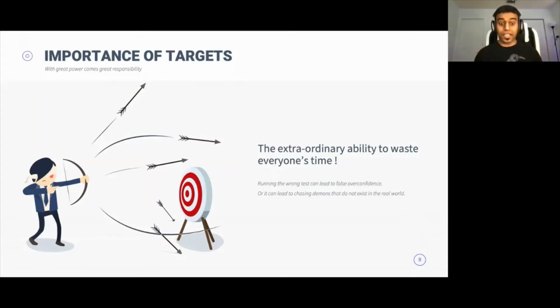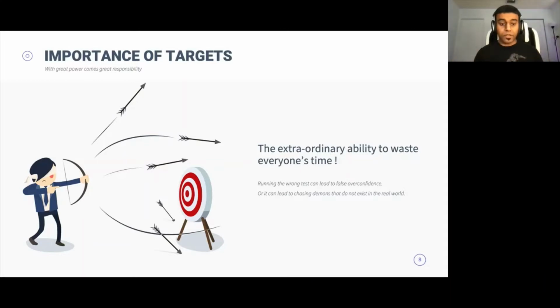On paper, it looks like, yeah, we ran performance tests, good. Other companies or other teams don't even run it. And you get this false sense of security that we are good, and then you go and fall flat in production. Or we could also be chasing demons that don't really exist in the real world and be wasting people's time like that.